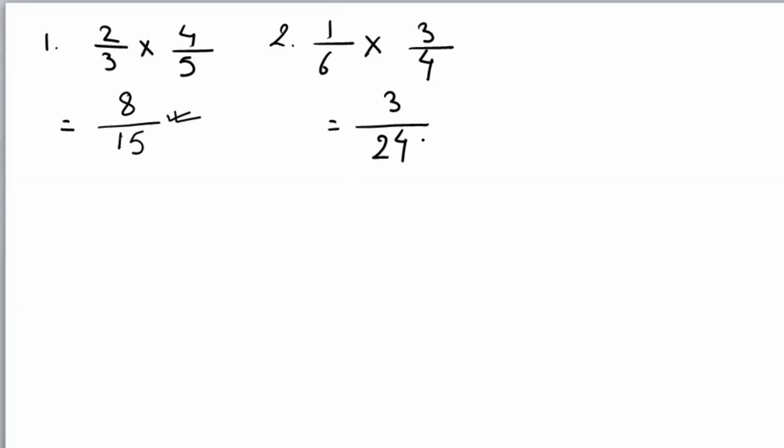For simplifying, we have to look for common factors that divide both numbers, the numerator as well as the denominator. We have to find the common factor which divides the top number and the bottom number by the same number. Here 3 times 1 is 3 and 3 times 8 is 24. So we can simplify it into 1 over 8. This is the final answer.